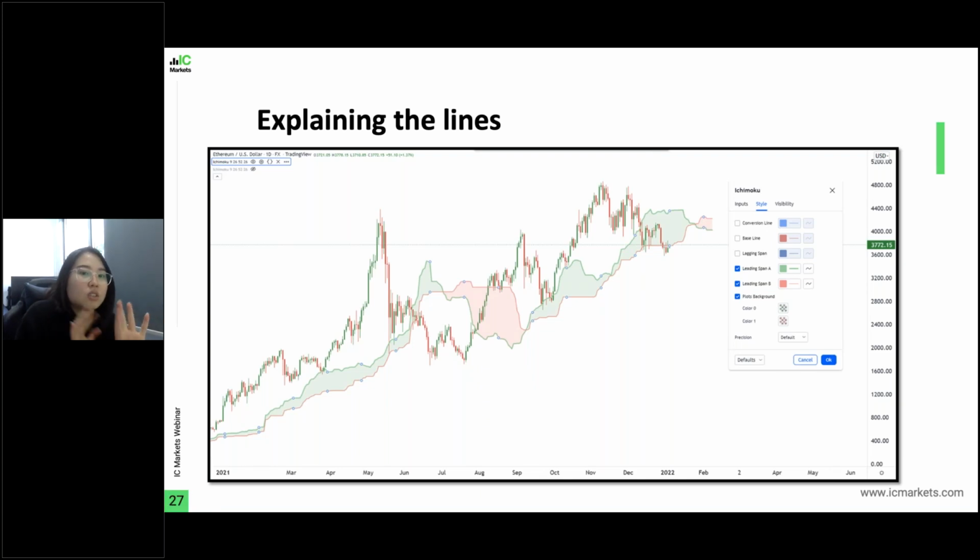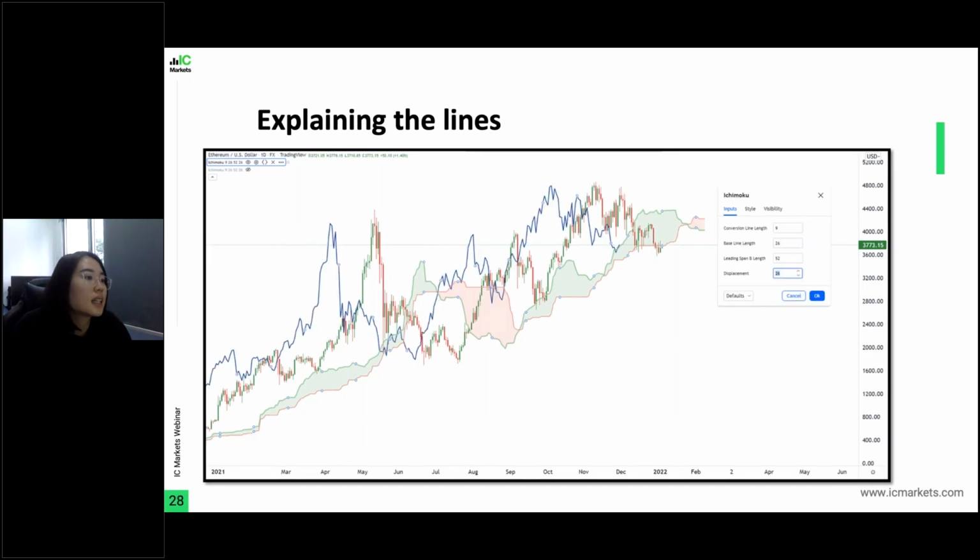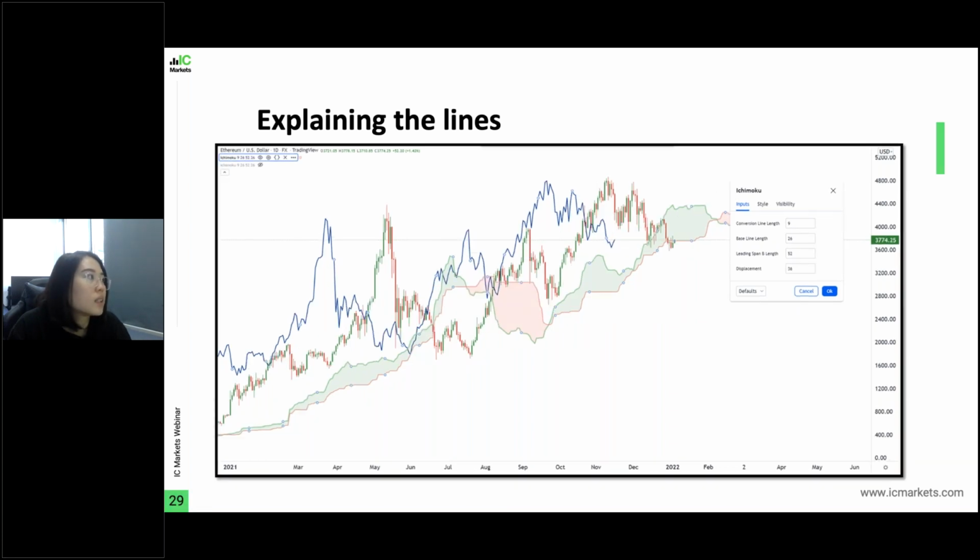I don't like it so much. There's so much nonsense going on. Okay, these are the settings that we use. It's just the default settings. These are just the default settings for Ichimoku. Yep, these are the default settings.